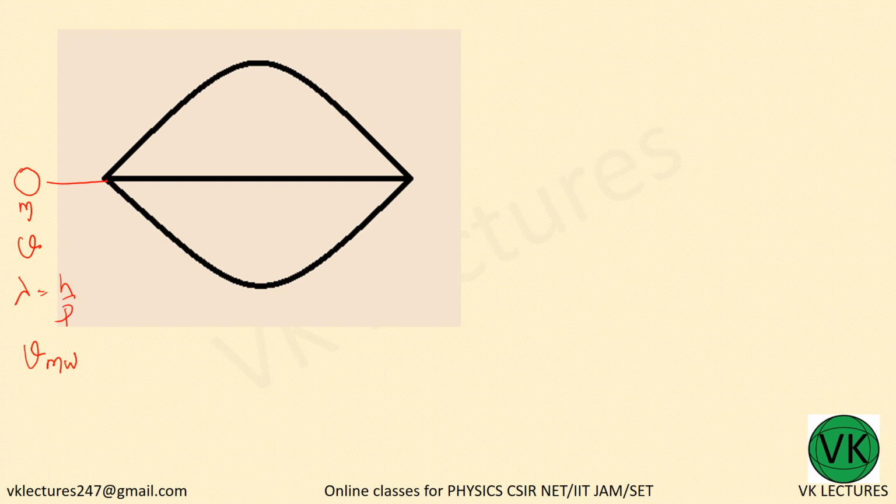Now as this mass moves with velocity v, it will produce waves. These waves at some point will constructively interfere, and at some point will destructively interfere. This is where it starts constructively interfering.